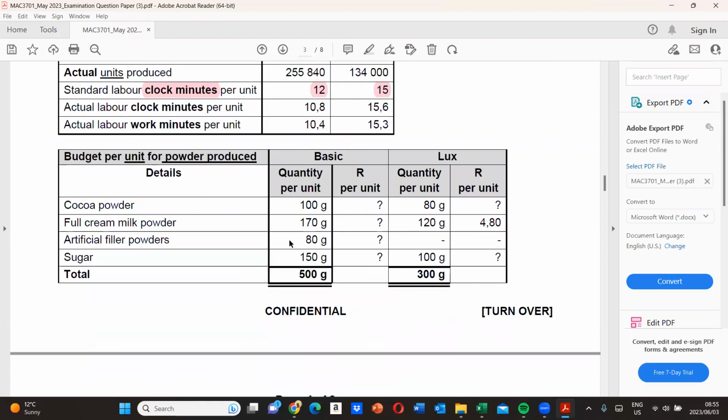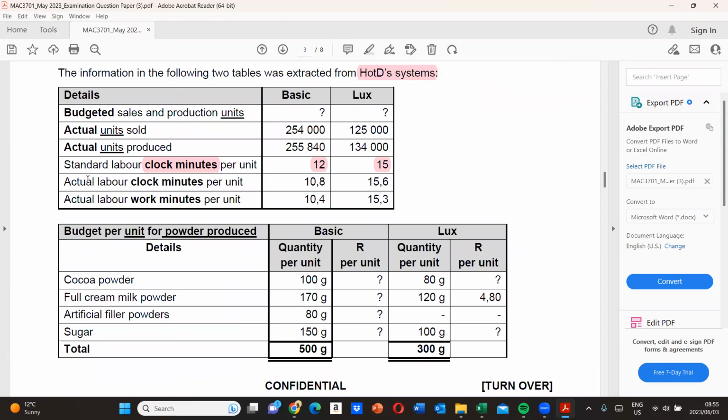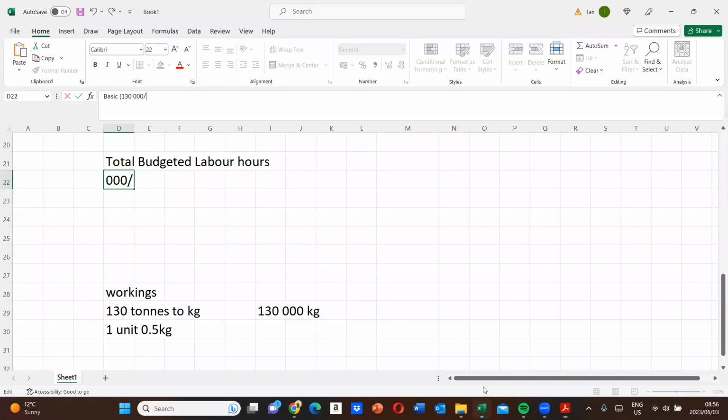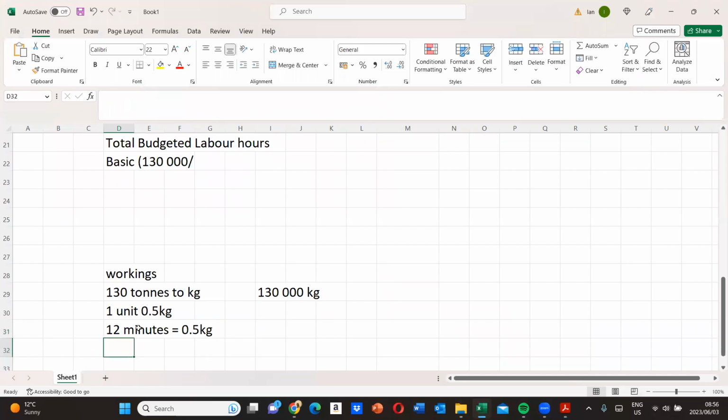In regards to this question, you're told that the labor clock minutes per unit is actually 12. So it takes you 12 minutes to make 0.5 kgs. So it takes us 12 minutes, which is equal to 0.5 kgs. You see that? If it takes you 12 minutes to make 0.5 kgs, how much is it going to take you to make 130,000 kg? That is what we are looking at.